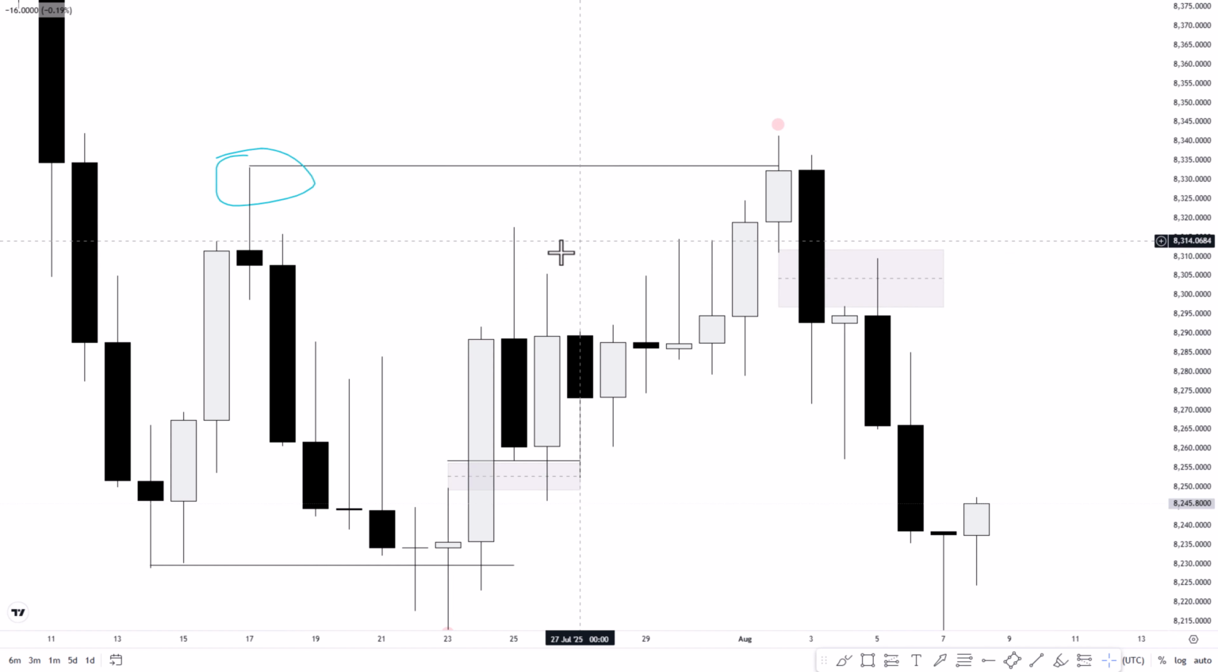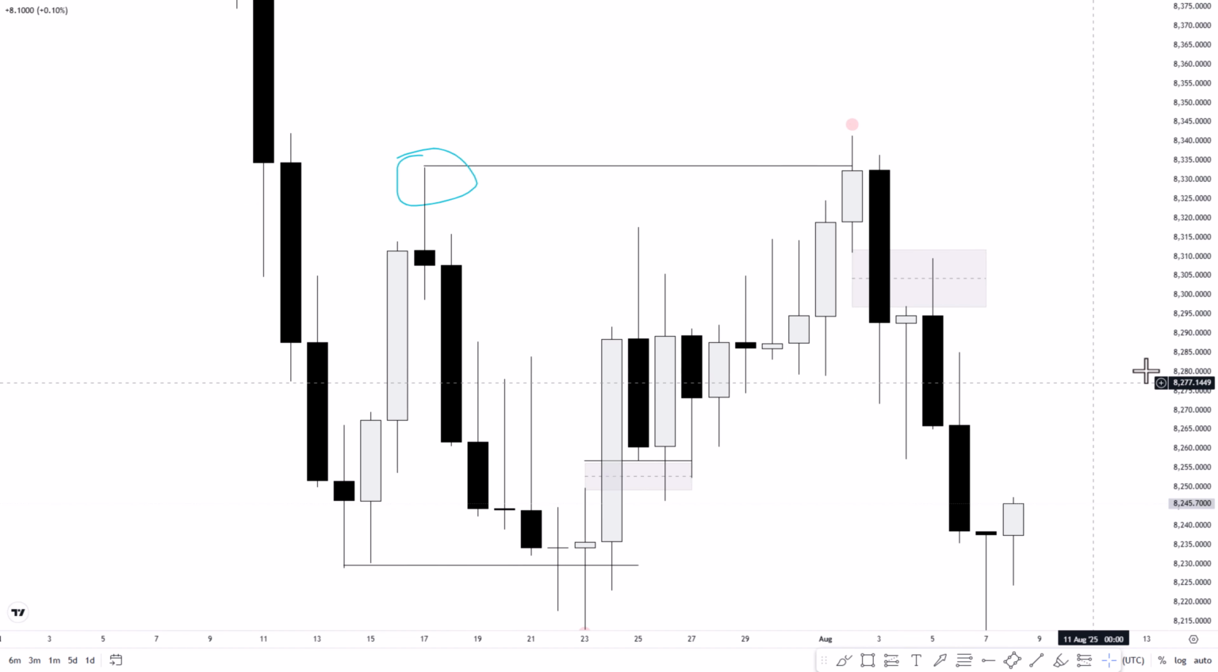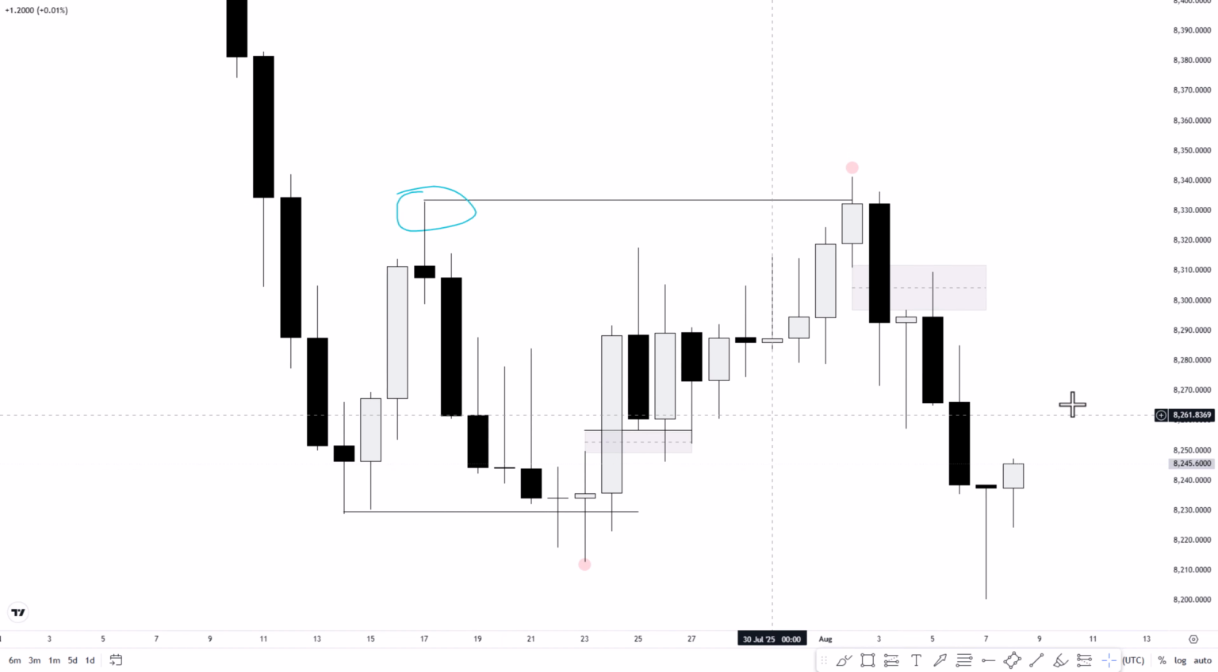So this is how, guys, I determine my bias using daily swing point levels, and also this is the daily model. It's very easy for you to determine your bias using this particular model.